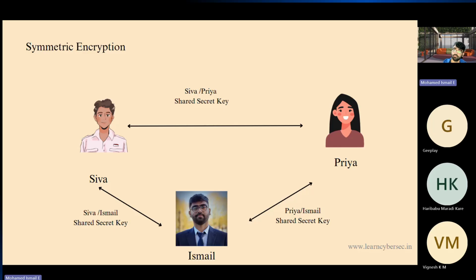Now let's say, among Siva and Priya, I'm including myself, Ismail. Siva and Priya agree on a key, Siva and Ismail agree on another key, and Ismail and Priya agree on another key. So to communicate using symmetric encryption, we need at least 3 keys in this scenario, right? Now if the company grows, let's say 10,000, 15,000, or 100k employees, implementing symmetric encryption is not scalable because of the shared secret key requirement, right?